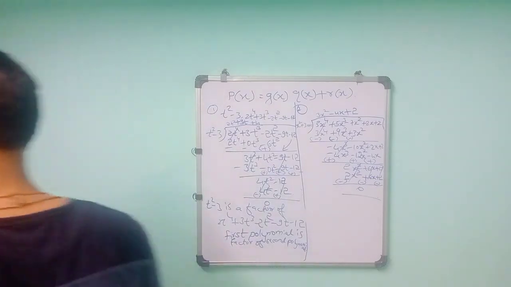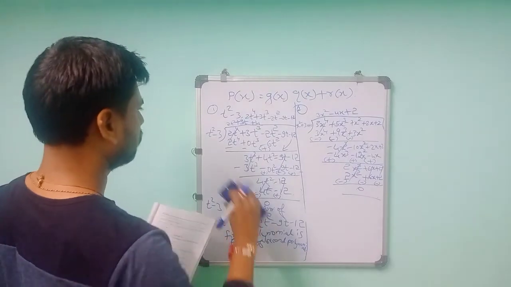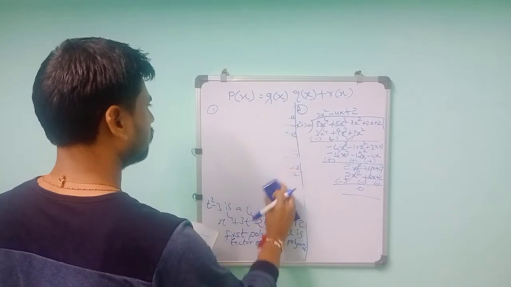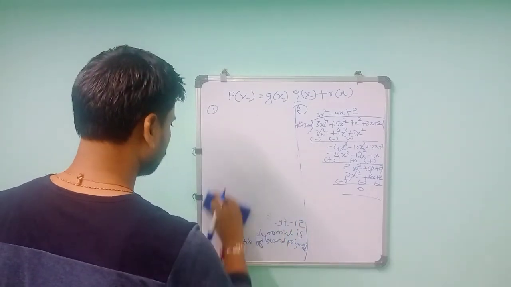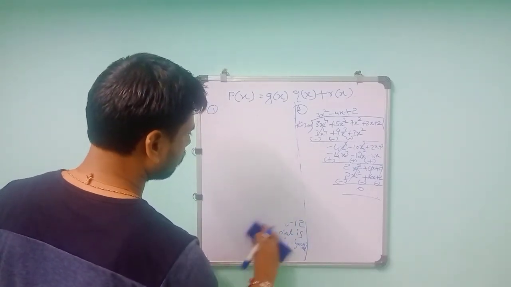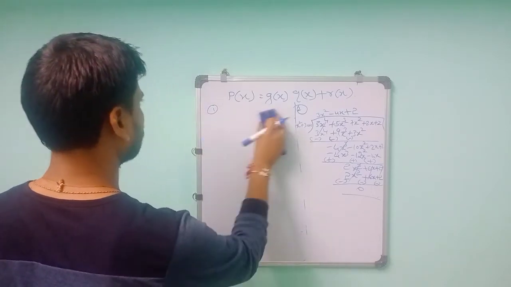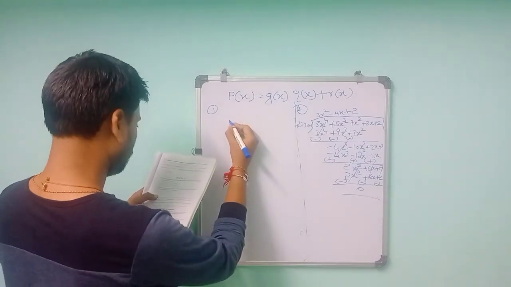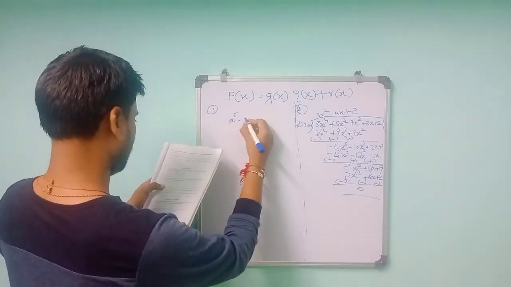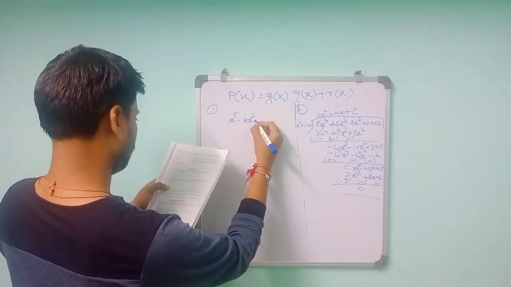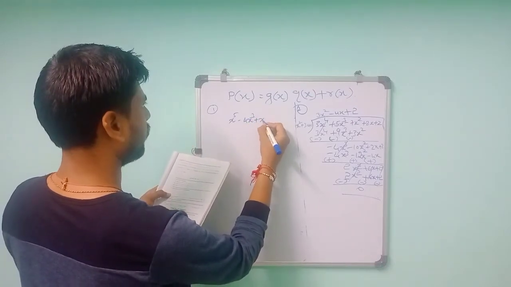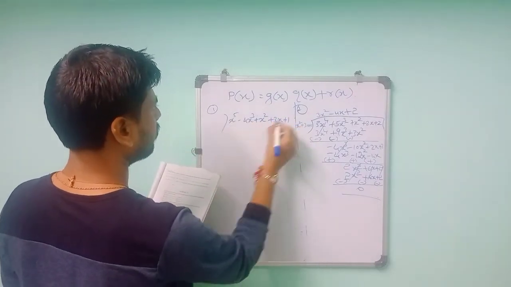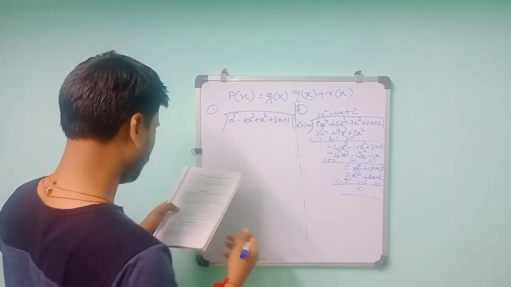Then like you do the third one. Third one. Then what have they given? Directly write x raised to 5 minus 4x cube plus x square plus 3x plus 1. So divided by the first, what have they given?